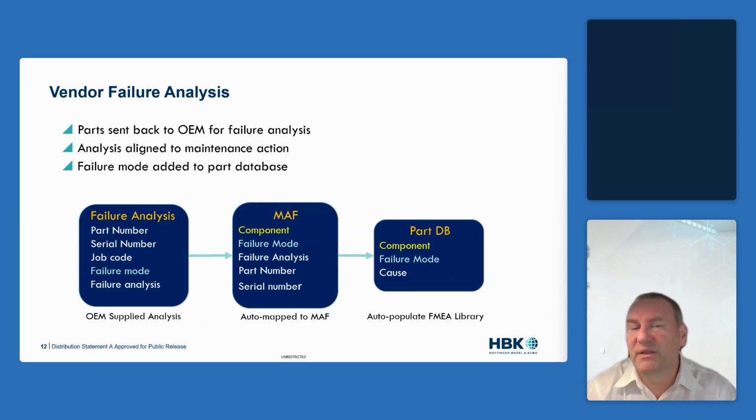When we bring that in, we look to match it with the maintenance action that was associated with sending it out to the OEM, and we can then apply that particular failure mode and failure analysis to that maintenance action. Underlying that maintenance action is a responsible part, the part associated with that maintenance action. We can then tie that failure mode back to that part. So we can start to build up the library of failure modes in the system by using this vendor failure analysis. That's a way of implementing or automating this process of getting the failure data in there.